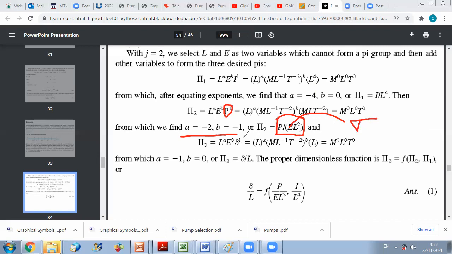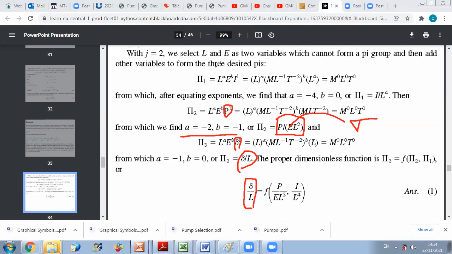Okay. And finally, the third group is formed with delta. This is the easiest group. Delta has the same dimension as L. So of course, the group will be delta over L. So you can say now that since your main interest is delta, then you can write the group delta over L is a function of 2 groups, which are P over E L squared and I over L.